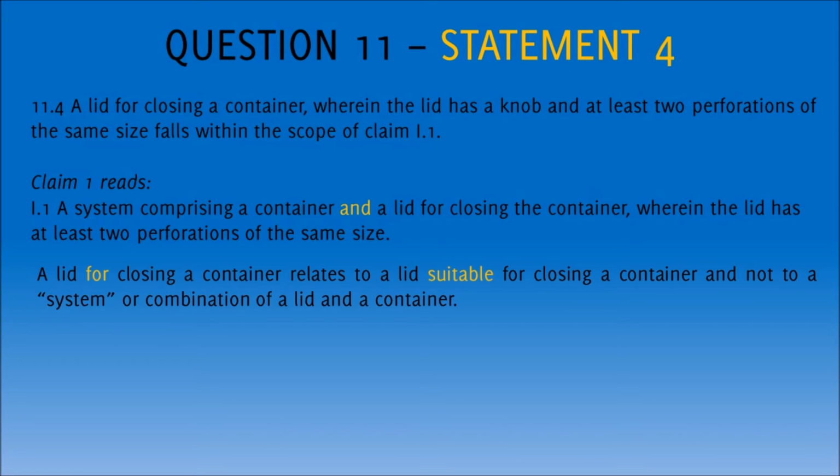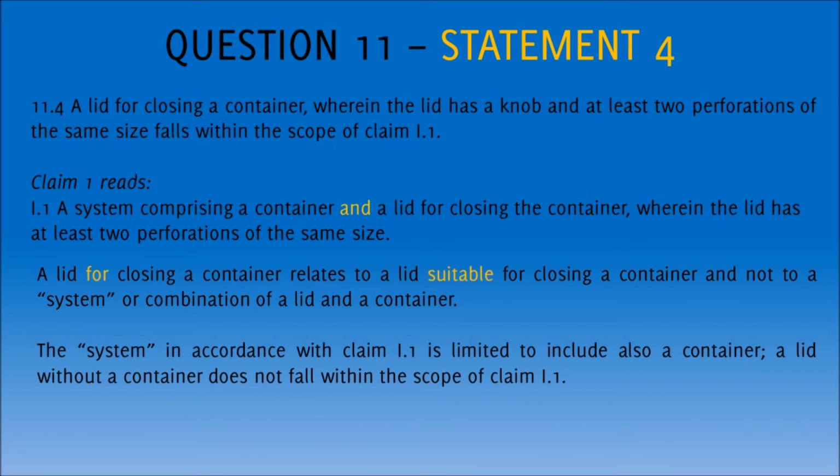So it's suitable for closing a container, but it doesn't pertain to a system or a combination of a lid and a container. And claim 1, as it is written there, kind of limits itself to a system which includes also a container. So a lid without a container does not fall within the scope of claim 1.1. And therefore, this statement is wrong.